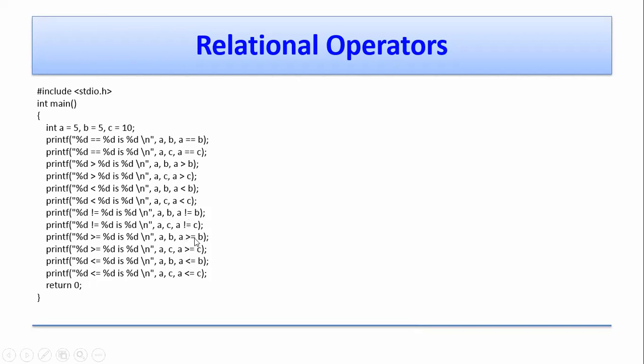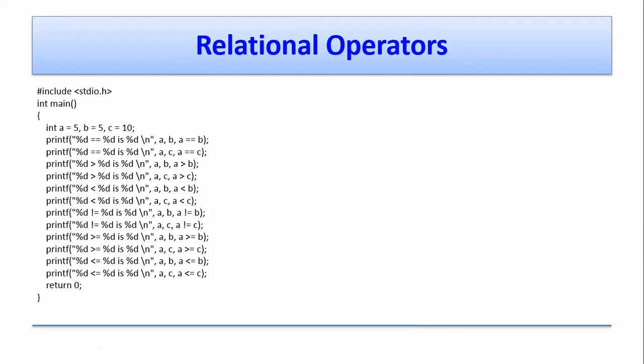A greater than or equal B. A greater than or equal B means true. A greater than B, A greater than or equal B. Equal B is true, no? Yes. In here, A greater than or equal C. A greater than C is false. Yeah, A greater than C is false.